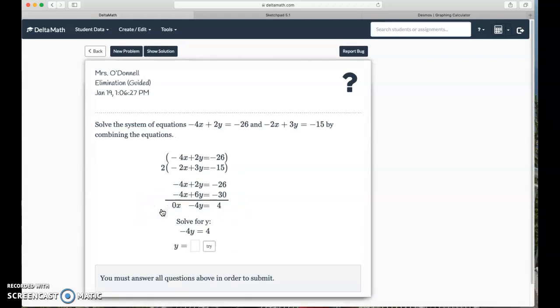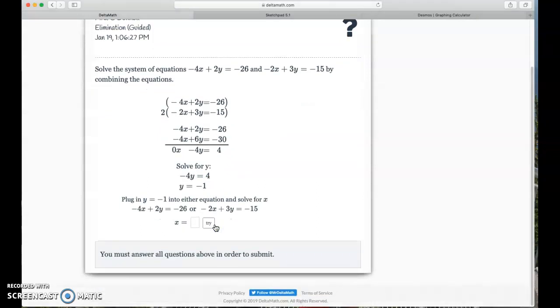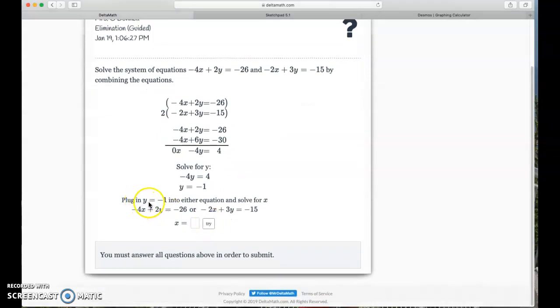Let's see. And then it looks like they're going to guide us through. So now at this step, we have negative 4y equals 4. Well, we know how to solve that, right? Divide both sides of the equal sign by negative 4. So you would get y equals negative 1. Okay, like that. Now it's telling us, hey, plug in y equals negative 1 to either equation and solve for x. Okay, so it doesn't matter which one we plug into.